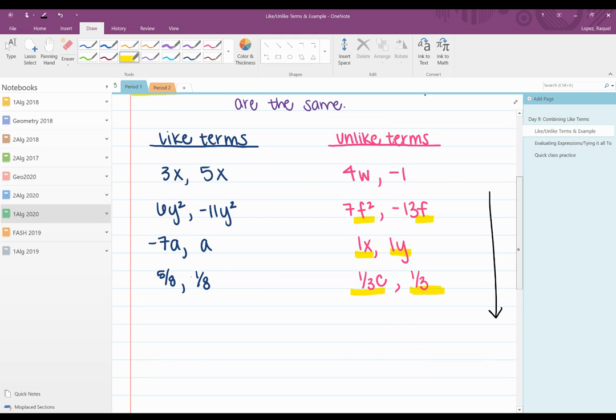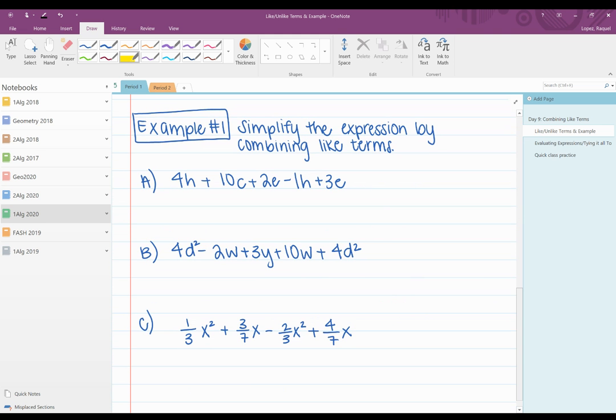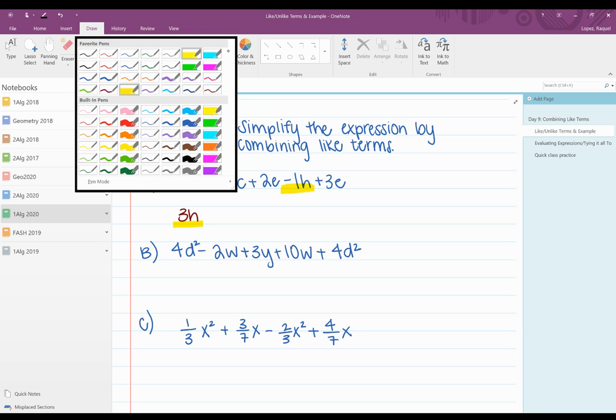Okay, so now let's take a look at some examples. Example 1 says simplify the expression by combining the like terms. So let's look at A. I've got 4h plus 10c plus 2e minus 1h plus 3e. Right off the bat, I've got a couple different variables that I'm working with. I'm going to highlight all of the terms with an h in yellow. I see I have a 4h here and a -1h here. So I'm going to combine that. 4h minus 1h, that's 3h. So that's where that comes from.